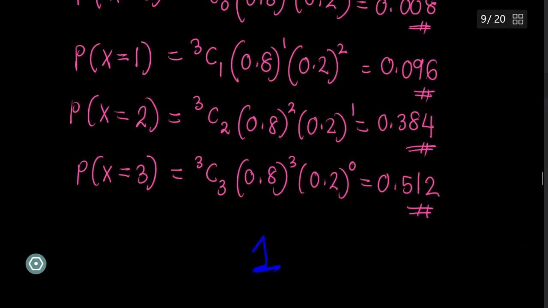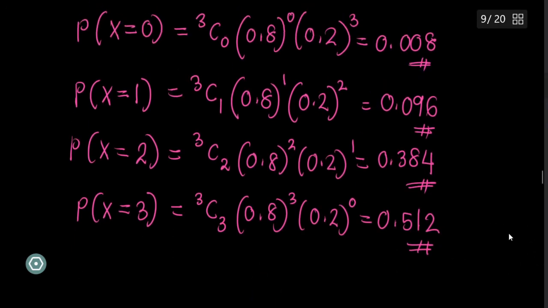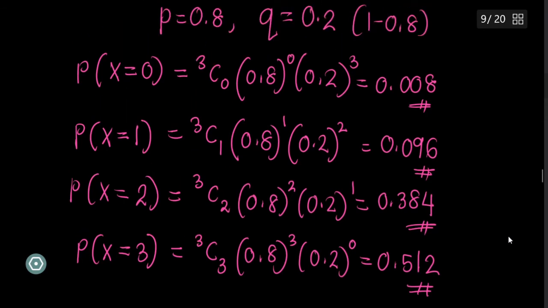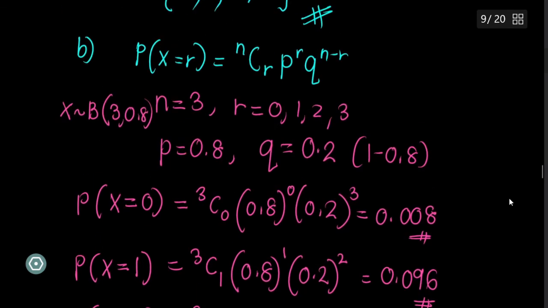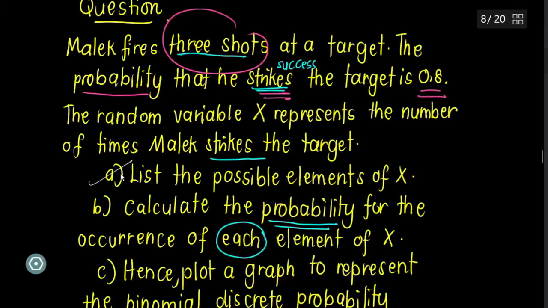I've been telling you from the beginning that for a probability distribution, the entire calculation will always equal 1. So if you have calculated all this correctly, you can always check in the exam also. Add everything. If you get 1, then your answers are all correct. So A, B done.